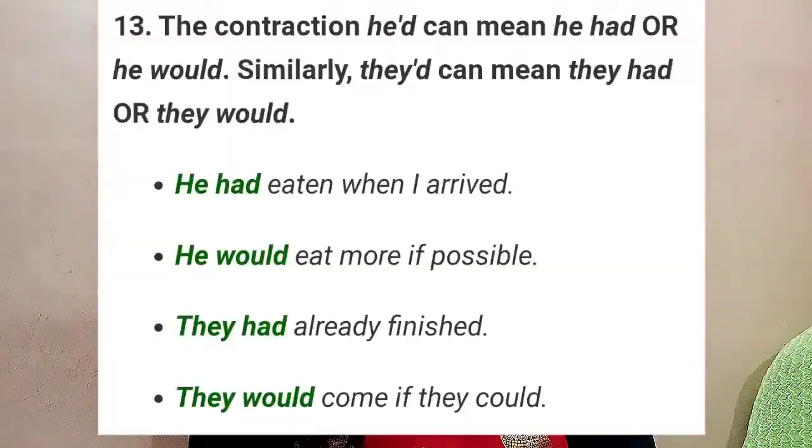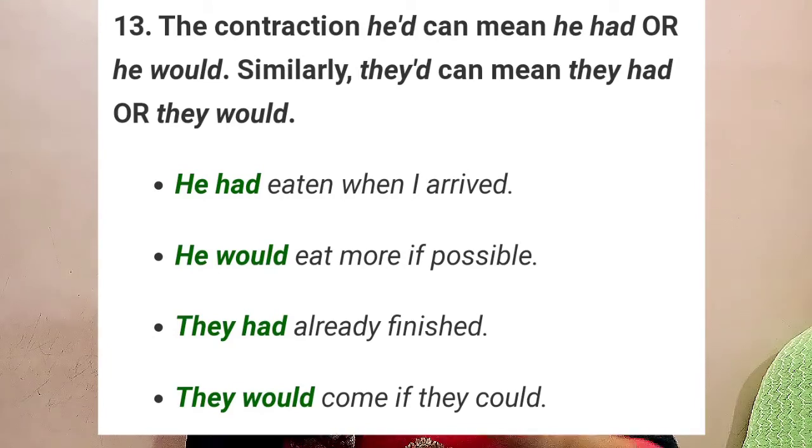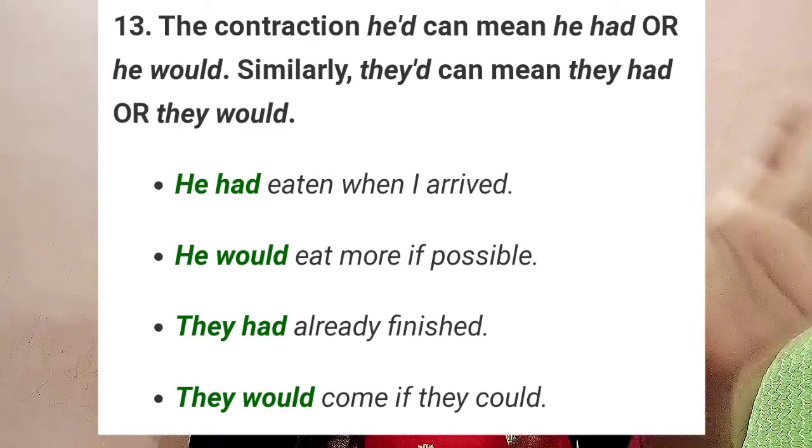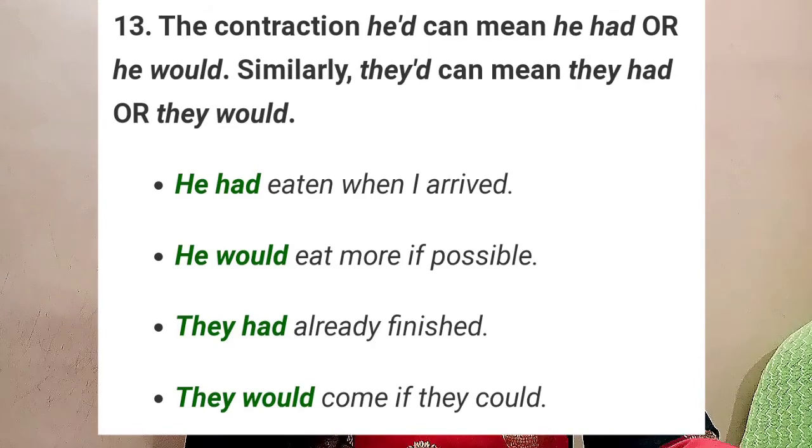The contraction he'd can mean he had or he would. Similarly, they'd can mean they had or they would, right? Many a time we find he'd and assume that means he had. No, it is not always he had. It can also be he would. If I say she'd, we always take it as she had. No, it can also be she would. Like the previous case, whenever we find an apostrophe after he or she, we always term it as he is. It is not always he is. According to the formation of the sentence, it can be he has or he is. Similarly, it can be they had or they would, right?